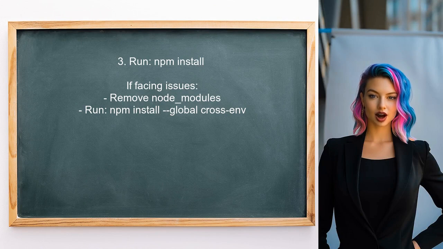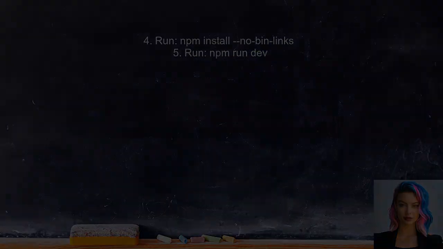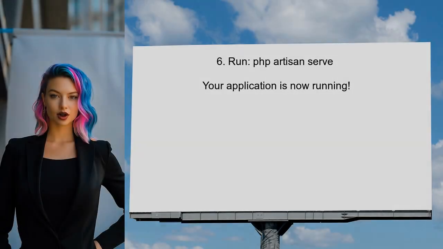If you encounter issues with CrossM, you may need to make it work globally. This involves removing the node modules folder and installing CrossM globally. You can choose to remove CrossEnv from your package.json, but it's optional. After that, run npm install with the no bin links option, followed by npm run dev to start the development server. Finally, start the Laravel server by executing php artisan serve. This will get your application up and running.